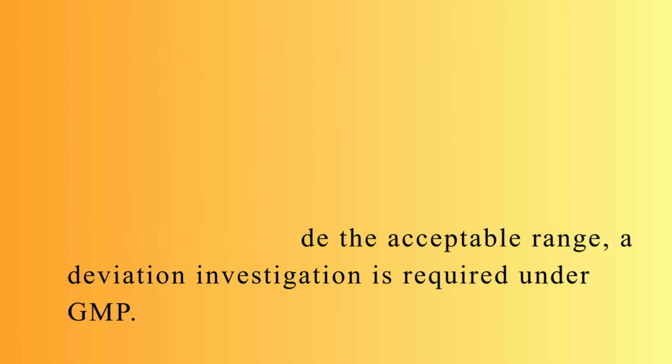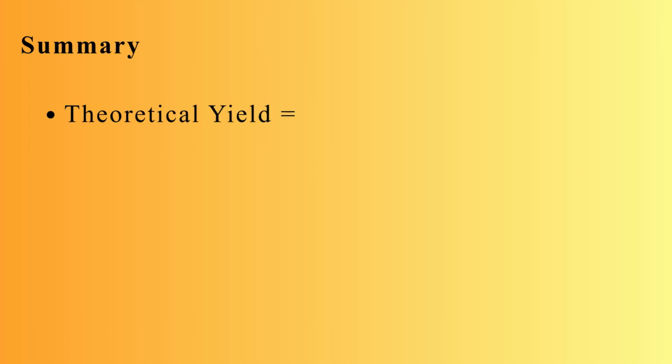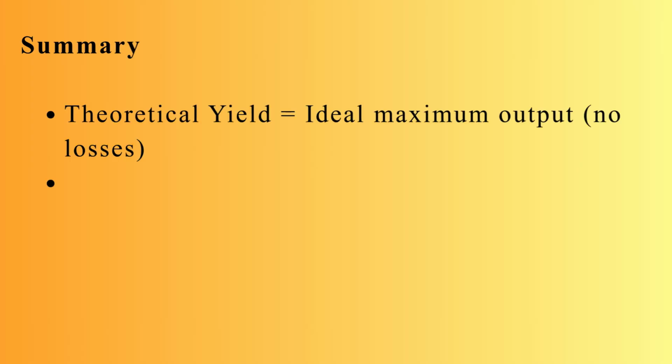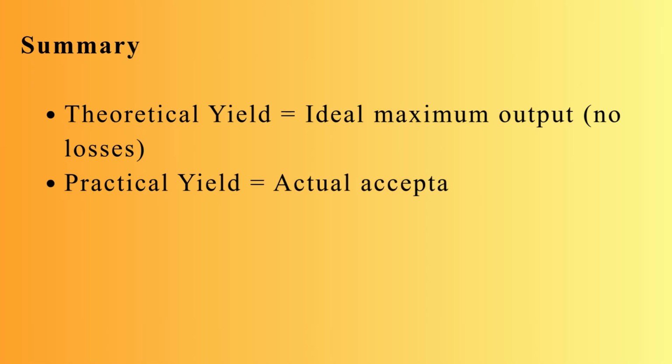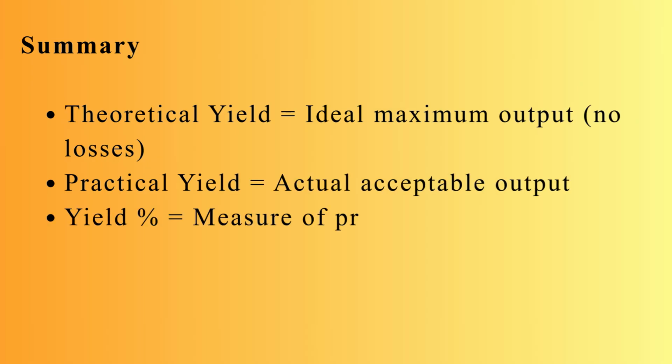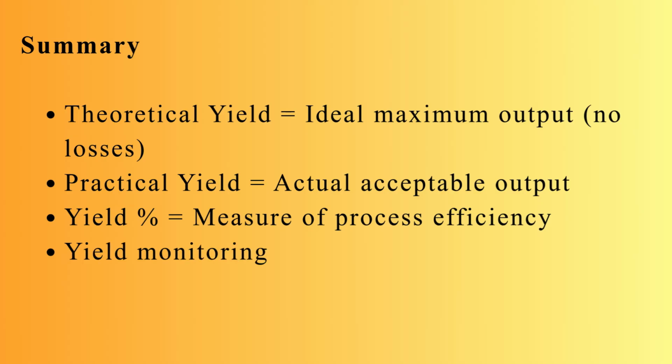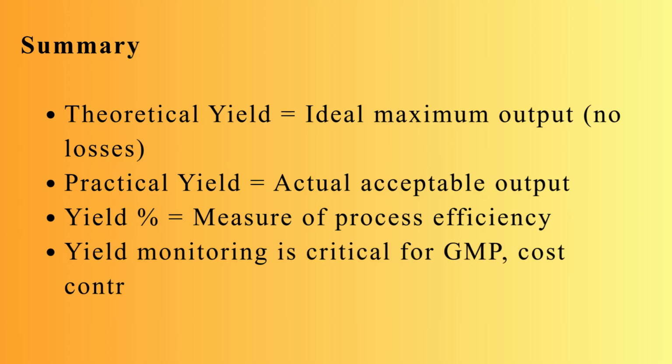Let's summarize. Theoretical yield equals ideal maximum output, practical yield equals actual acceptable output, and yield percent equals a measure of process efficiency. Yield monitoring is critical for GMP, cost control, and quality assurance.